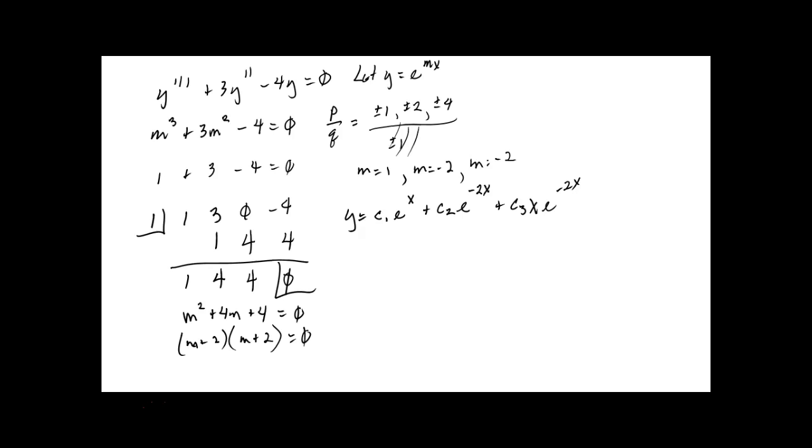This was not an IVP, initial value problem. So, let's see what they got. Y is equal to C1 e to the x plus C2 e to the minus 2x plus C3 x e to the minus 2x, in the right order and everything. Good for them. Okay.